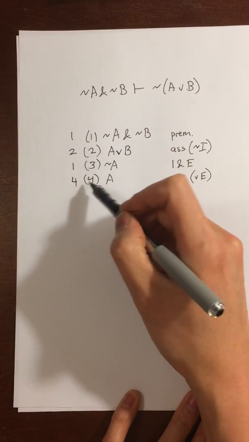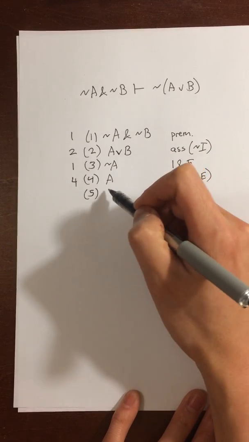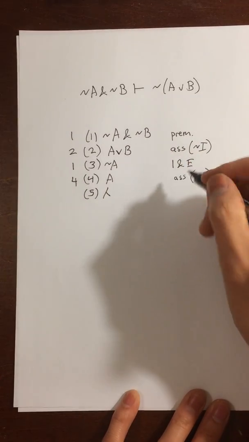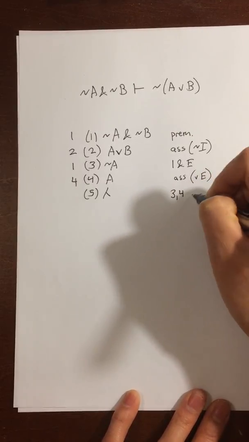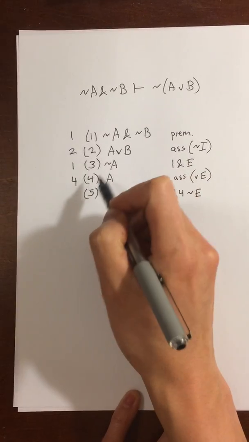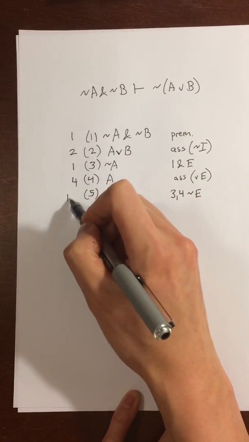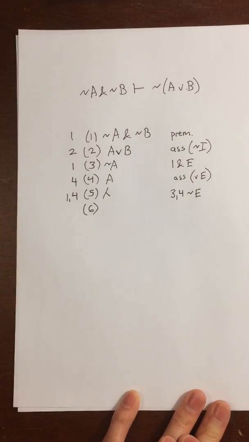Assumptions have the same dependency numbers as their line number. Right? And then clearly we have a contradiction, right? And so we can write the lambda, and that's from 3 and 4. Negation elimination. Right? So 3 is 1 and 4 is 4, so that's 1 and 4. Right? And so we got a contradiction from that.